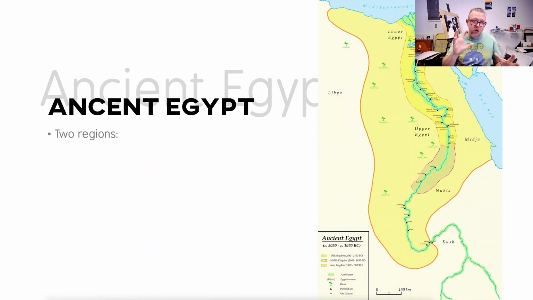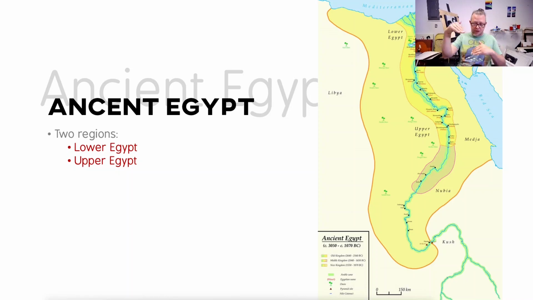There are two regions of ancient Egypt, right? There is Lower Egypt and Upper Egypt. Now, don't be confused, because of the arrangement of north to south, it seems counterintuitive, because Upper Egypt is down here and Lower Egypt is further north.